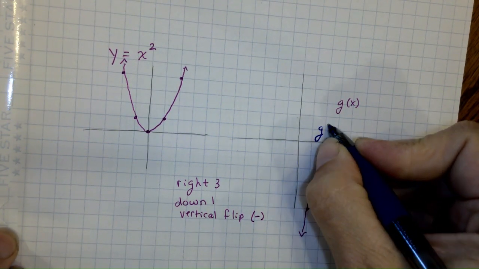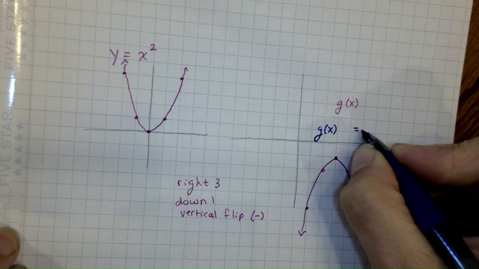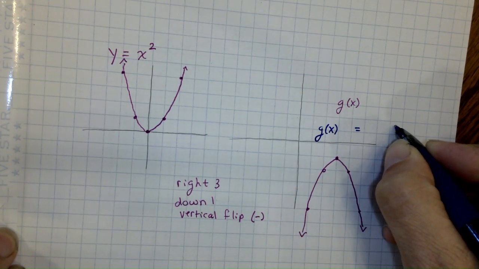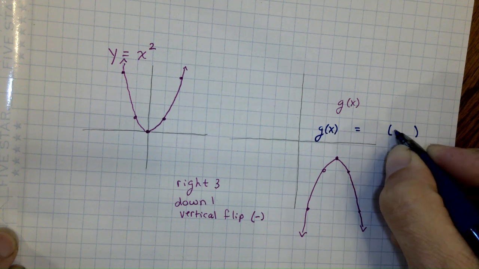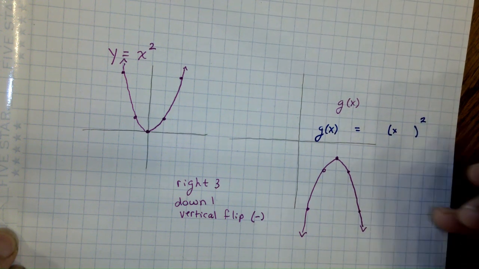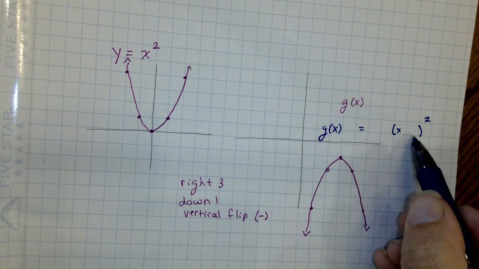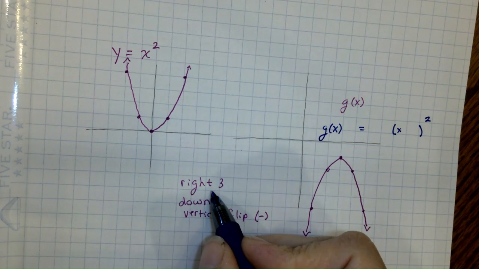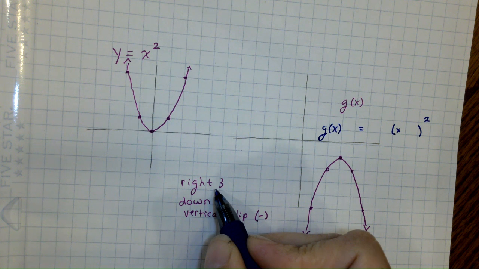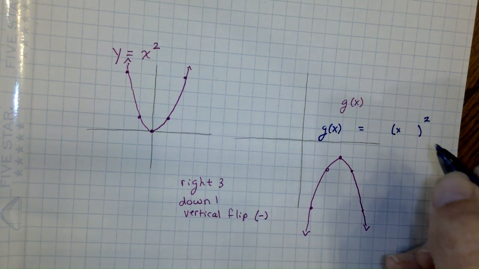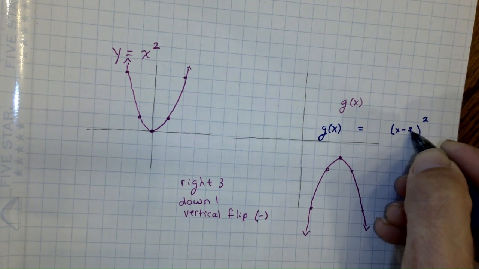So we're looking at our g of x. And we have our squared because that's our parent function. The parent function gives us our shape. So inside the parentheses, we need to go right 3. So remember, the 3 is what zeroes it out, so that's why this is going to be a minus 3.